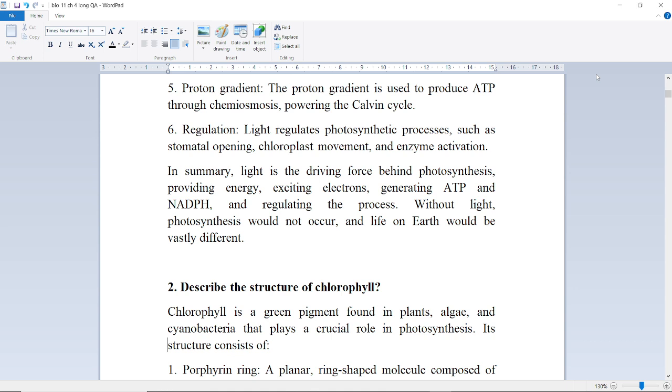In summary, light is the driving force behind photosynthesis, providing energy, exciting electrons, generating ATP and NADPH, and regulating the process. Without light, photosynthesis would not occur and life on Earth would be vastly different.